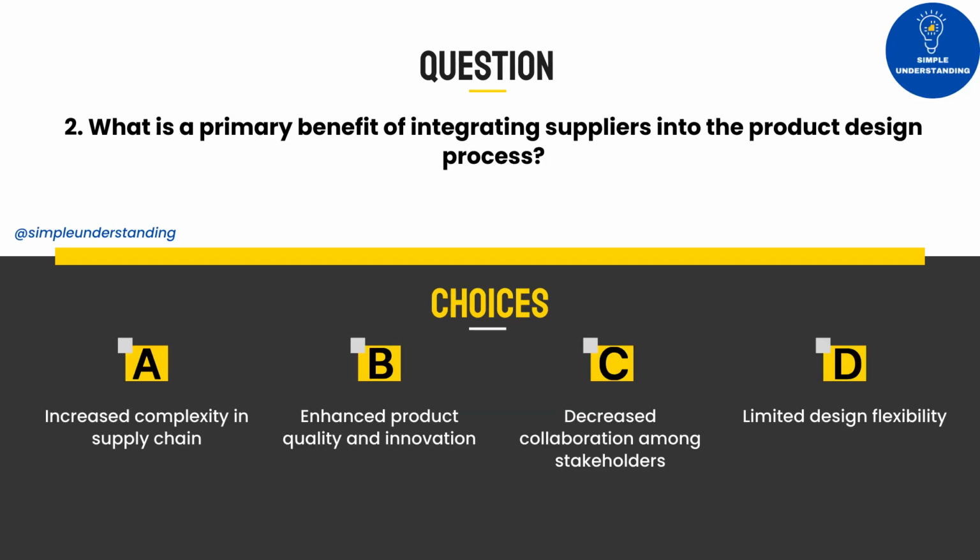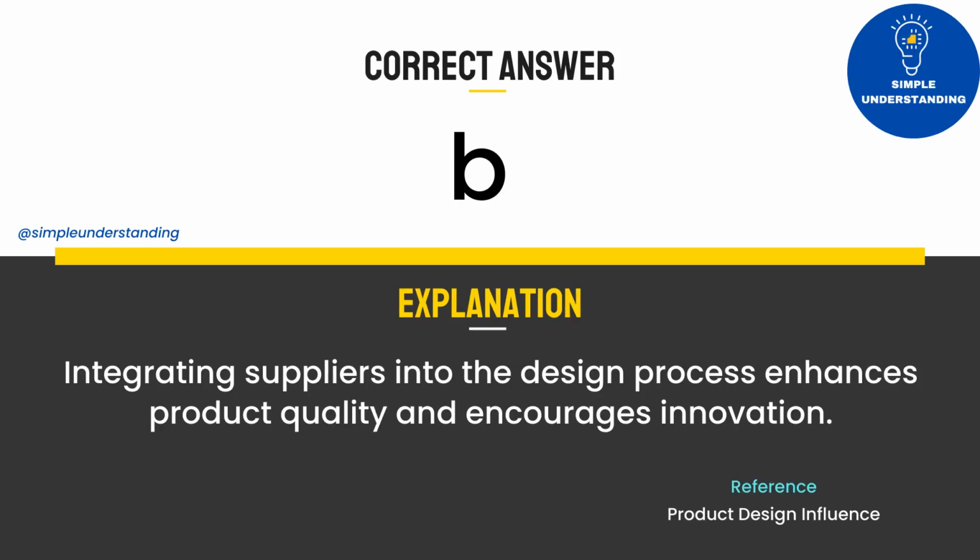2. What is a primary benefit of integrating suppliers into the product design process? A. Increased complexity in supply chain. B. Enhanced product quality and innovation. C. Decreased collaboration among stakeholders. D. Limited design flexibility. Correct answer B. Explanation. Integrating suppliers into the design process enhances product quality and encourages innovation.